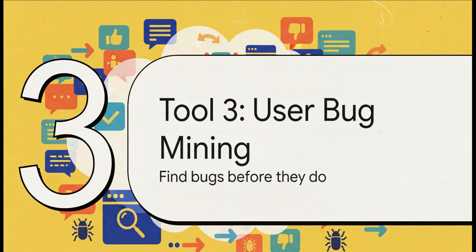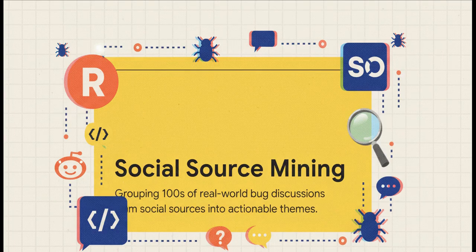All right, tool number 3. For this one, we're shifting our focus a bit. We're going to move away from our internal test data and tap into an external goldmine that honestly, most QA teams completely overlook: actual user feedback. The idea here is so simple but so powerful. You can proactively find bug patterns just by listening to what your users are already complaining about online.